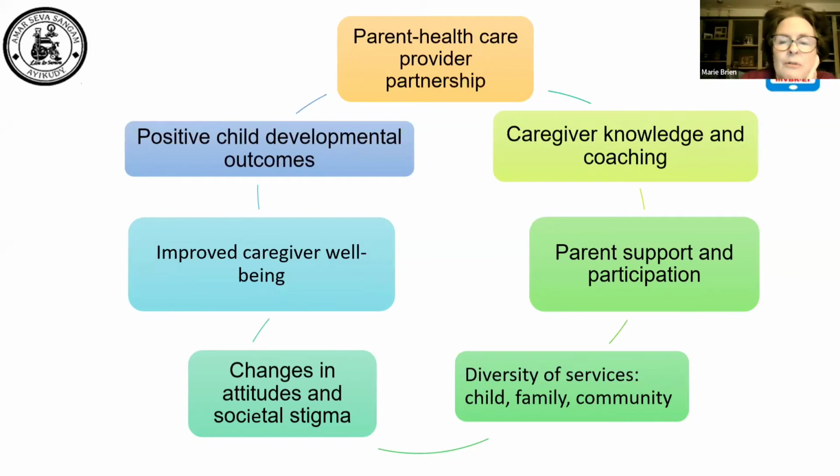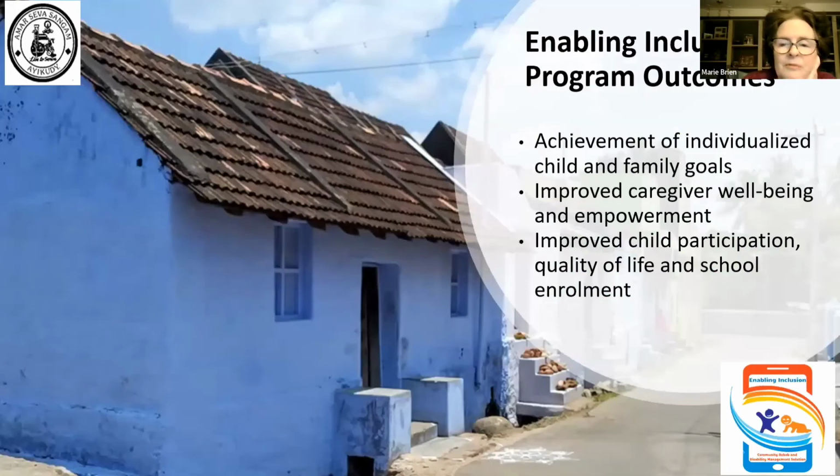We have also improved the caregiver knowledge through the coaching approach. We want to empower parents to be able to work with their children and to facilitate development. And overall, overarching is the partnership that we develop with families. So we've been able to achieve both the individual child and family goals, as well as caregiver well-being and empowerment, and child participation, quality of life, and we've also improved school enrollment.